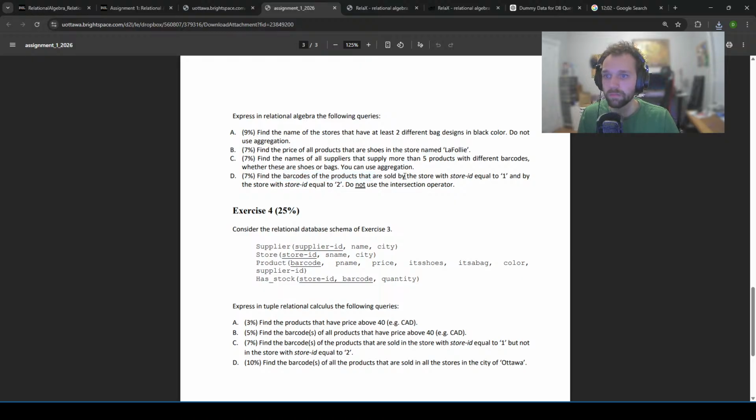Find the barcodes of products that are sold by the store with the store ID equal to 1 and by the store with the store ID equal to 2. Do not use the intersection operator. Which one's the intersection operator? Is that cross product that they're talking about? I don't know.